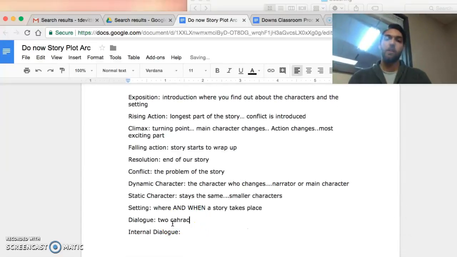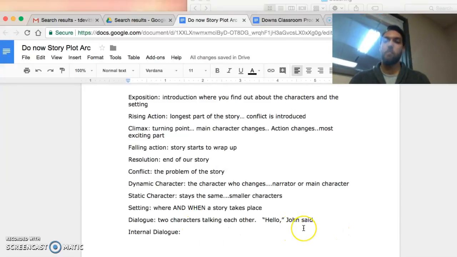Dialogue is two characters talking to each other, and that's where it's like, "Hello," John said, right? And this is where they're talking back and forth. That's an example of dialogue.